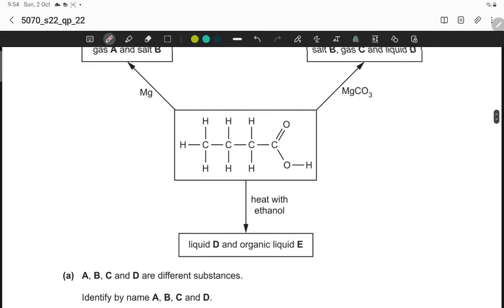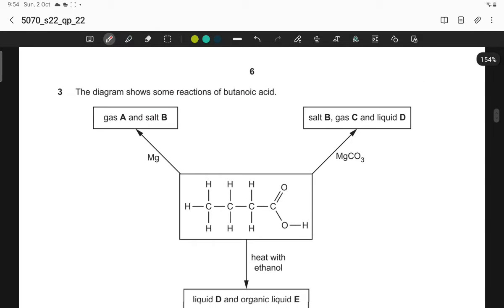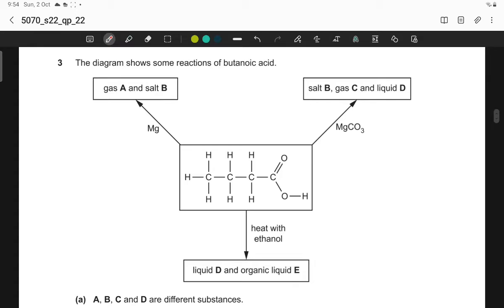Question number 3. The diagram shows some reactions of butanoic acid: gas A and salt B, gas C and liquid D. This is a carboxylic acid, and when a carboxylic acid reacts with magnesium, gas A is hydrogen gas, and B is magnesium butanoate.